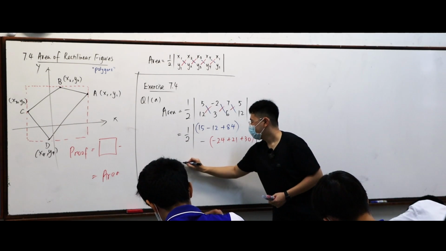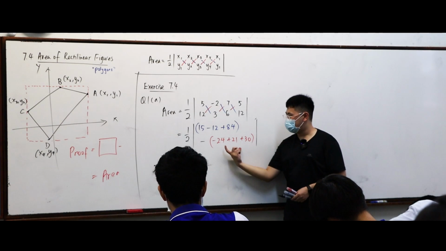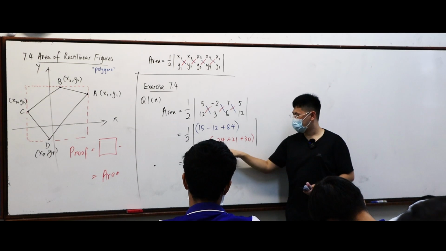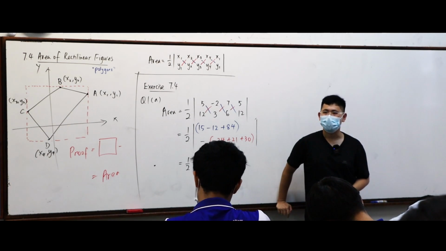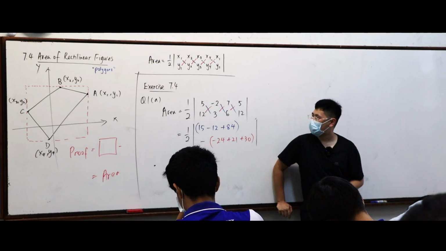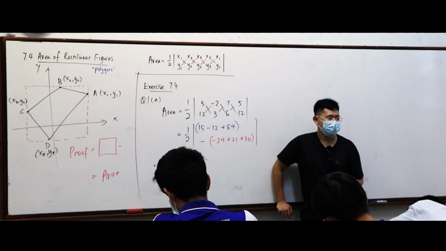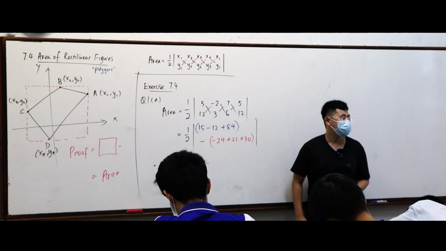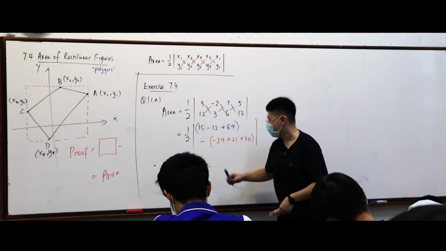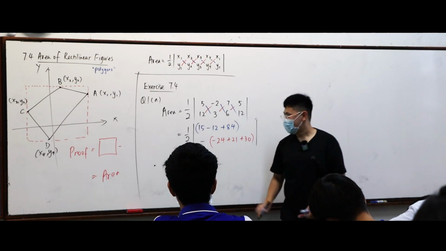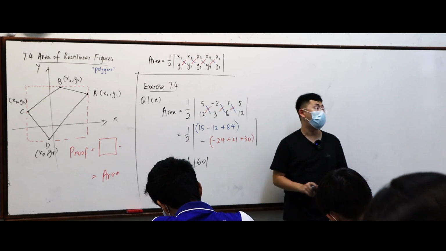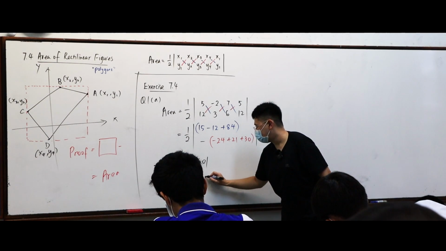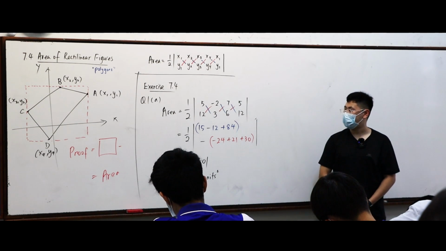So using your calculator, what is the number here? The number is very big, so don't use your brain, use the calculator. So how much? 60. Wow, very nice. So half times 60. Now this one over here means that it is the modulus of 60. So the area in the end will be 30 units square.